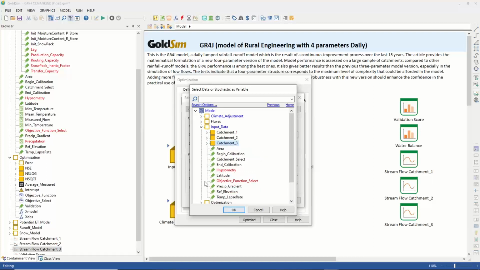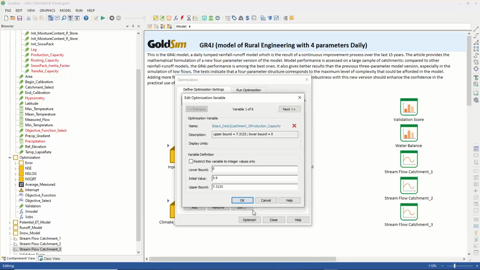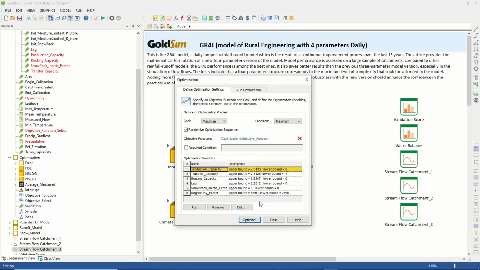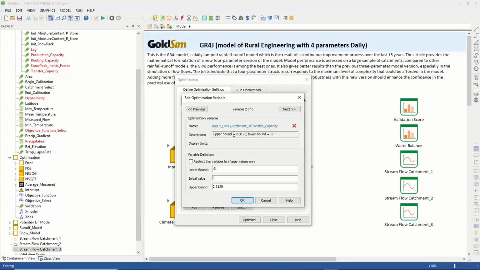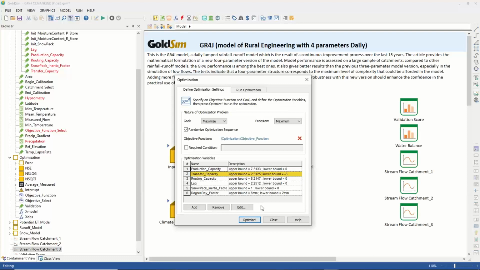In the earlier presentation today, I actually went and changed them one by one. A question that came up earlier was which are the values you're using to calibrate? I've put all of this in the description for each element. So you have here upper bound, 2, that's for the lag, I believe. No, transfer capacity. 2.3125 is your upper bound, and lower bound -3.